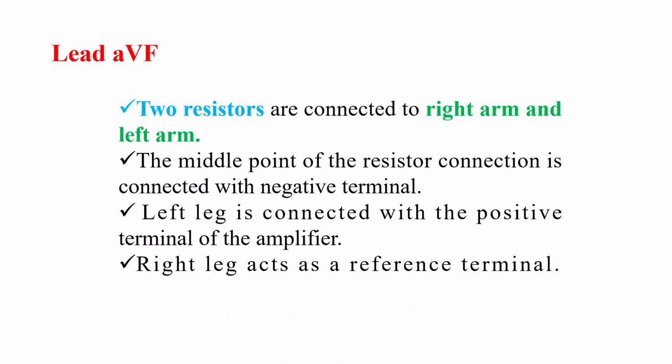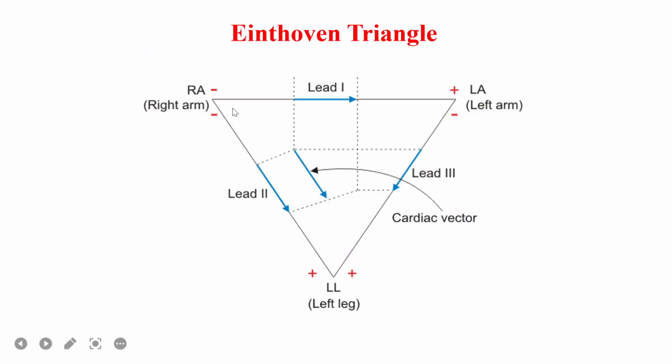So here we have seen all three, AVR, AVL and AVF. By connecting all these things, that is lead 1, lead 2, lead 3, we get the Einthoven triangle. Right arm, left leg, and right leg is reference, so we have left it. Here we are going to connect the lead 1 potential, lead 2 and lead 3 potential. Finally, we are going to draw the cardiac vector diagram. The vector sum of these things we are going to get, and this is said to be the cardiac vector.